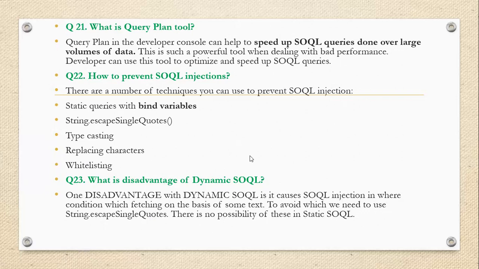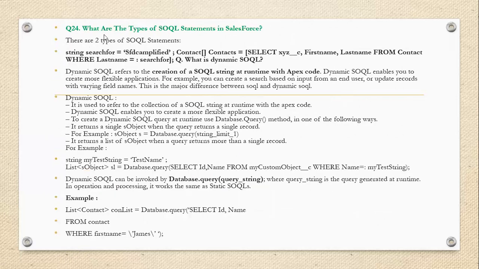Next question: what are the types of SOQL statements in Salesforce? There are two types of SOQL statements: static SOQL and dynamic SOQL. Static SOQL is defined in contact, for example select Id, FirstName, LastName from Contact where LastName, and then SOSL, search for what is a dynamic SOQL.